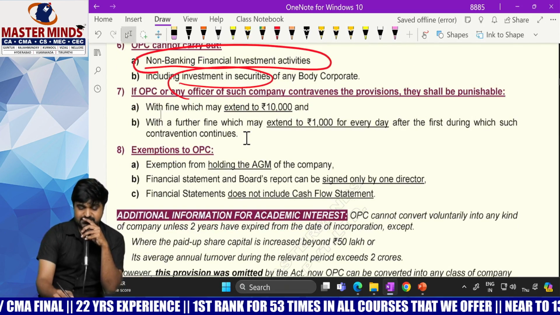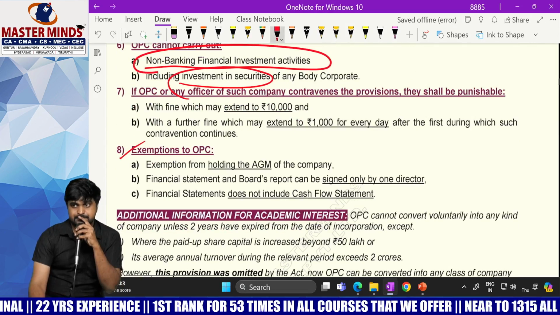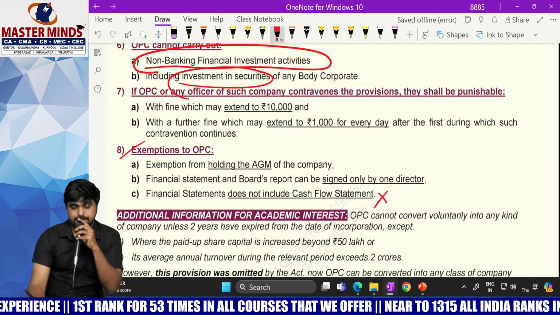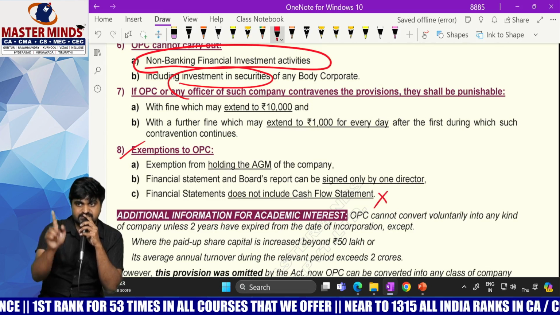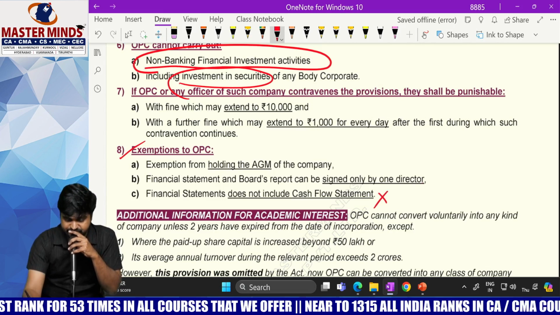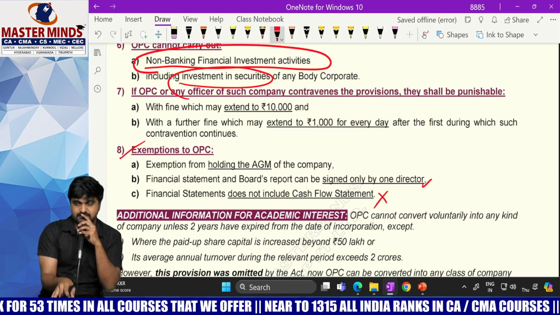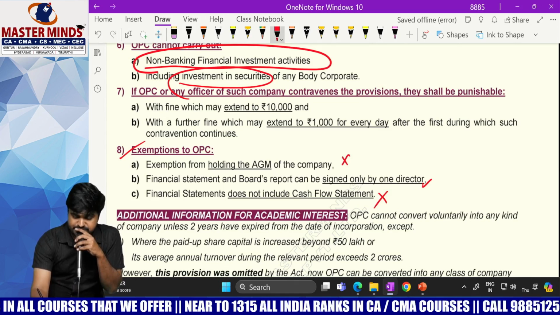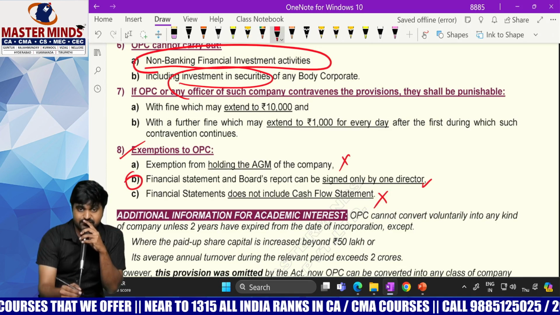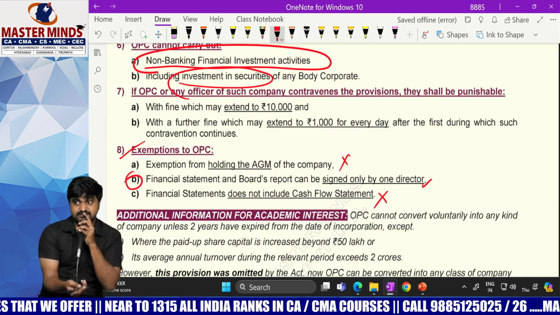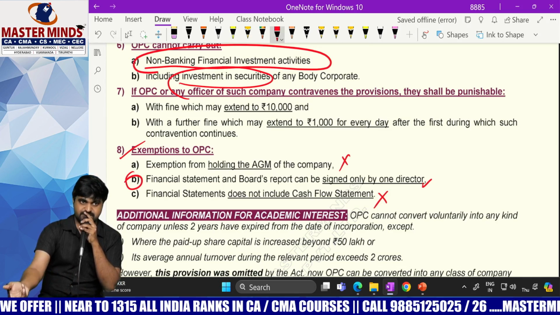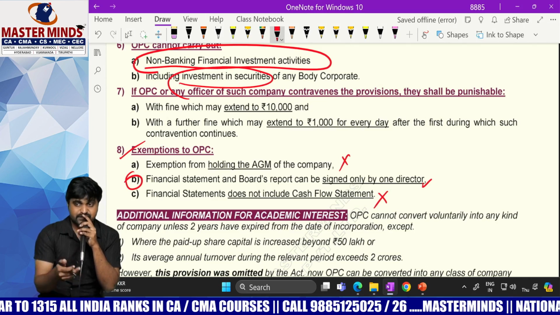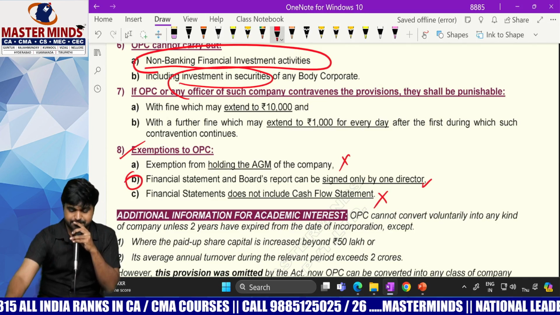Next one. And what are the exemptions that are provided to OPC? First of all, cash flow statement is not required. In case of board report, only single director signature will be sufficient. No need to conduct board meeting. And what about AGM? No need to conduct AGM. But there is a possibility of having board meeting when number of directors are at least 2, then board meeting is possible. If number of directors is only 1, board meeting is not possible. But for AGM, it is not at all possible.